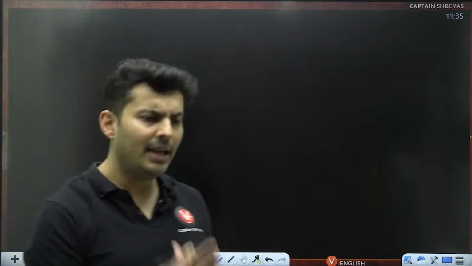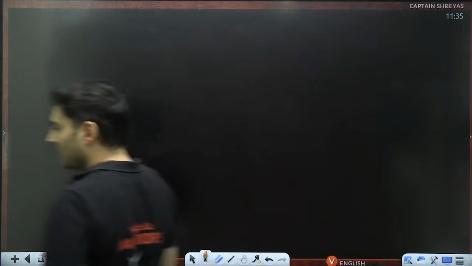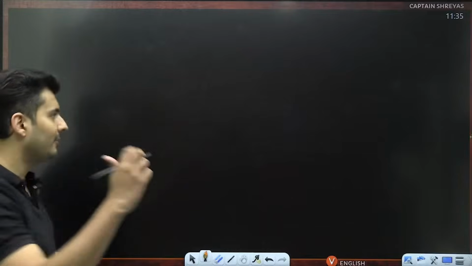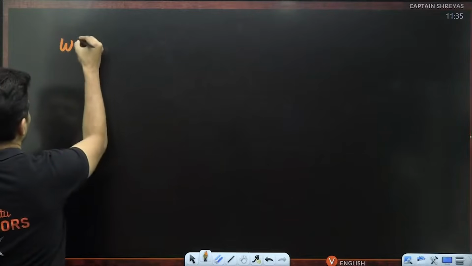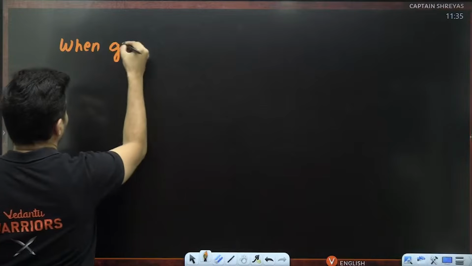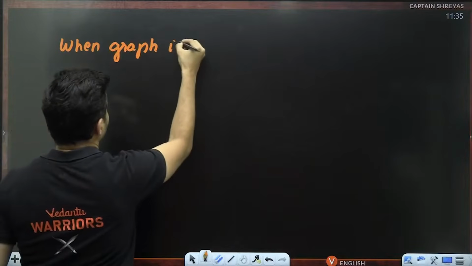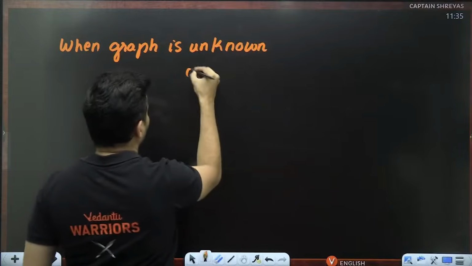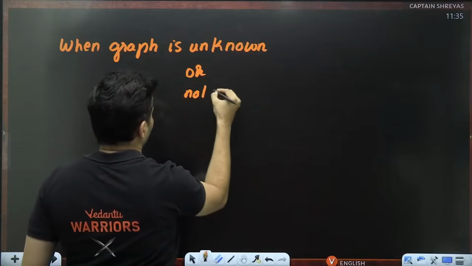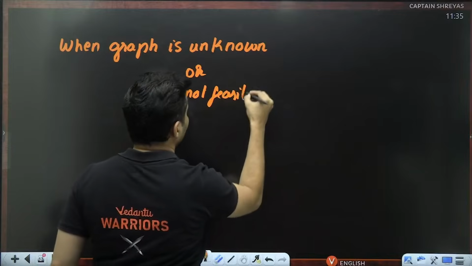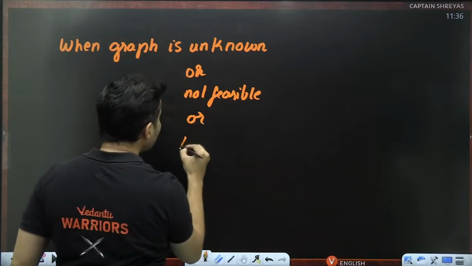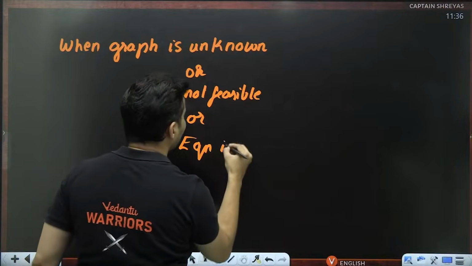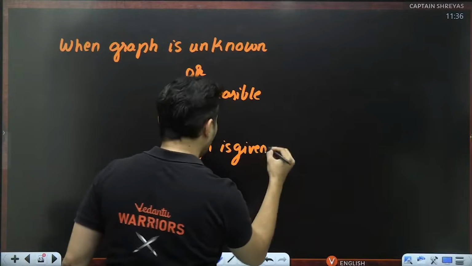And let's see what is the analytical method. In fact, it is very, very simple and straightforward. Imagine you are not given the graph. You don't know the graph. When the graph is unknown or not feasible, or the equation is given.